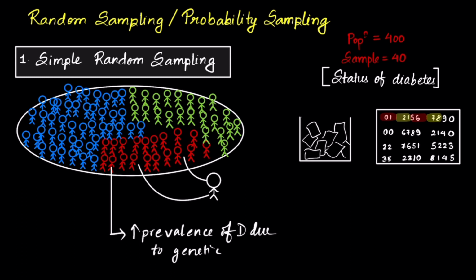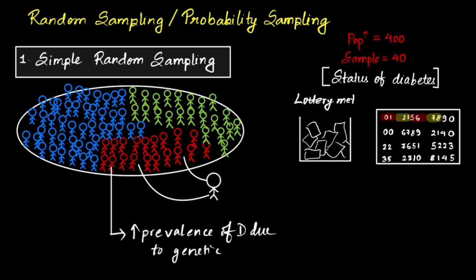So instead of applying the convenience method, which makes the sample highly unrepresentative, it's best to choose individuals at random. And the simplest method to do that is simple random sampling. In simple random sampling, as the name tells, you simply choose participants at random by applying various methods. One method is the lottery method.